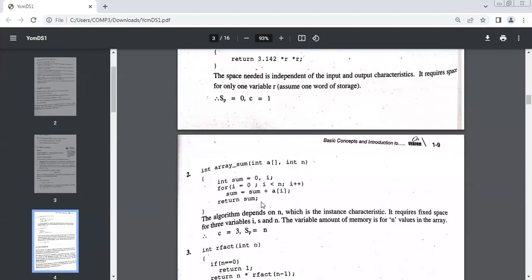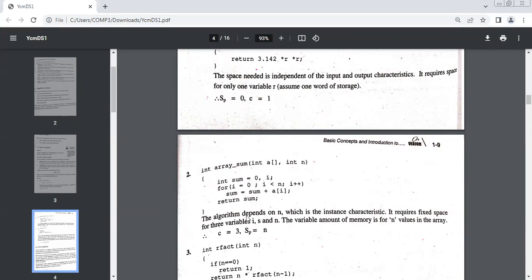Okay, similarly here is another example of how to calculate the space complexity. Here, integer, we write another function, array sum. In that function we take two parameters of type integer: one is a one-dimensional array and the second is a variable. In this function we calculate the sum of the elements contained in this array and return this sum to the calling procedure.